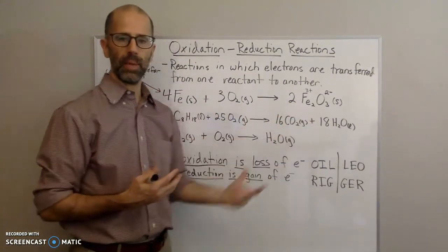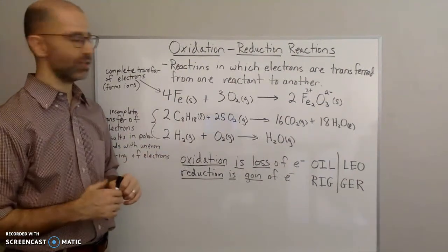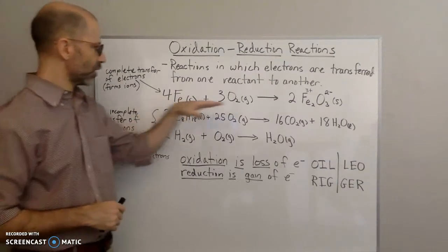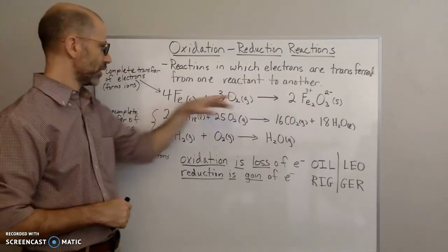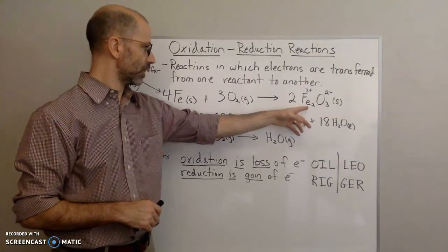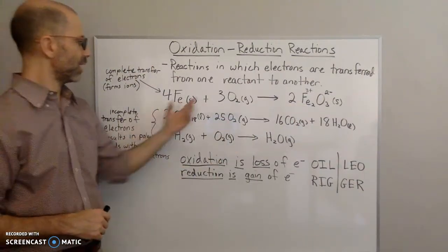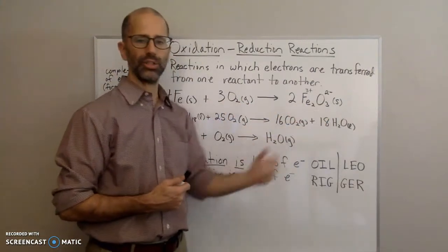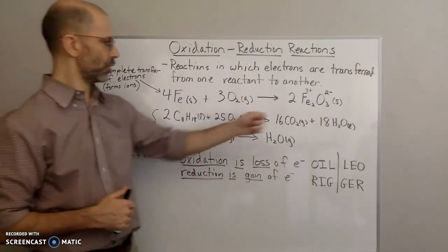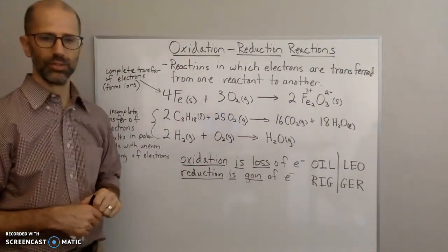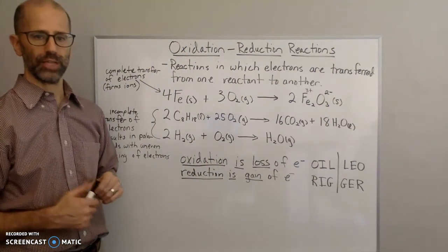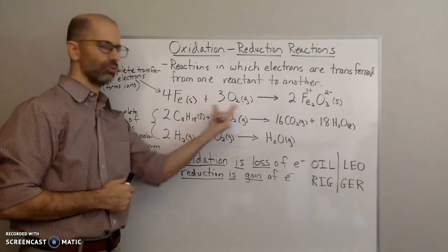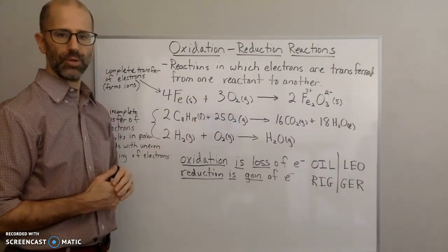Iron being a metal, and metals like to give away their electrons, therefore iron must have lost 3 electrons here, or a total of 6 electrons if we count both irons. And then the oxygen started out 0, and now the oxygen is negative, so oxygen picked up those electrons. The 3 oxygens picked up those 6 electrons. So that's where the electron transfer is occurring. You had electrons transferred from one reactant to another, and that makes that a redox reaction.